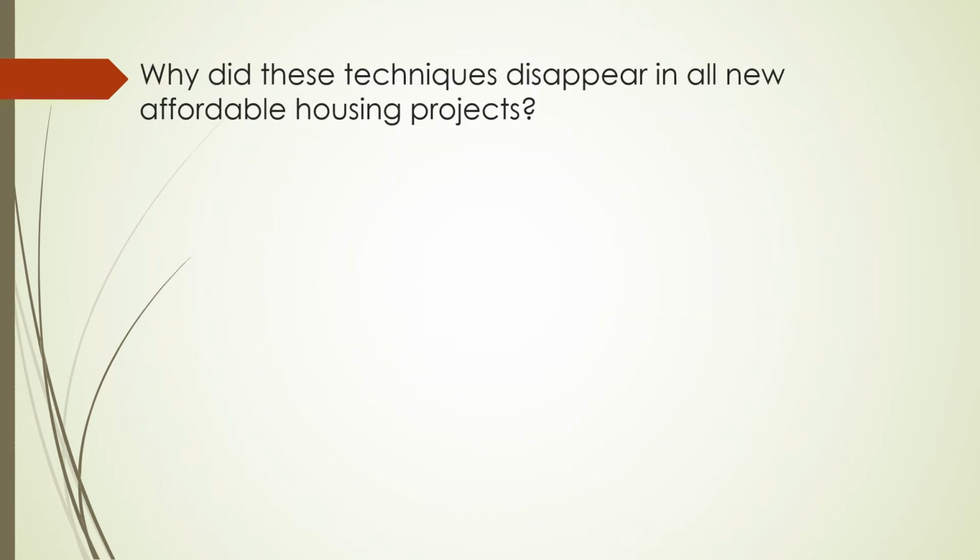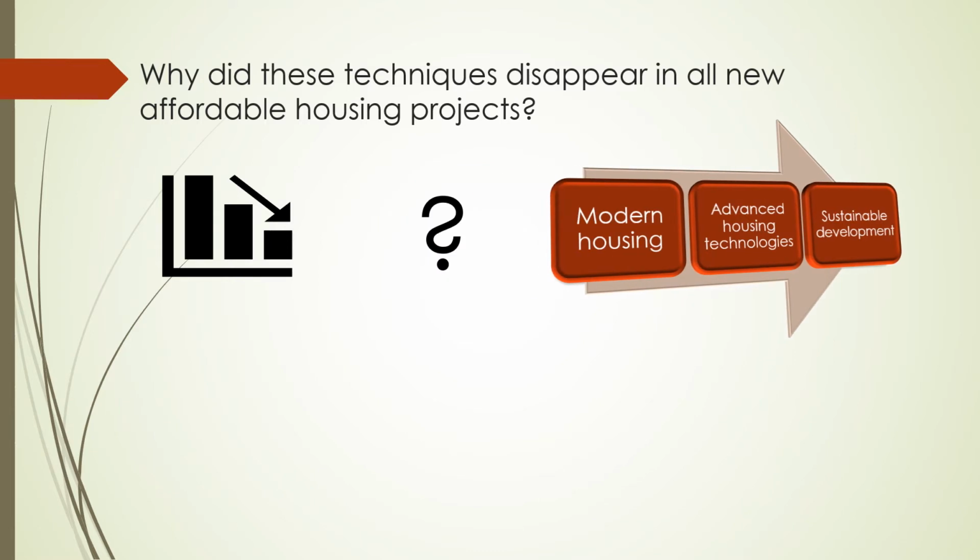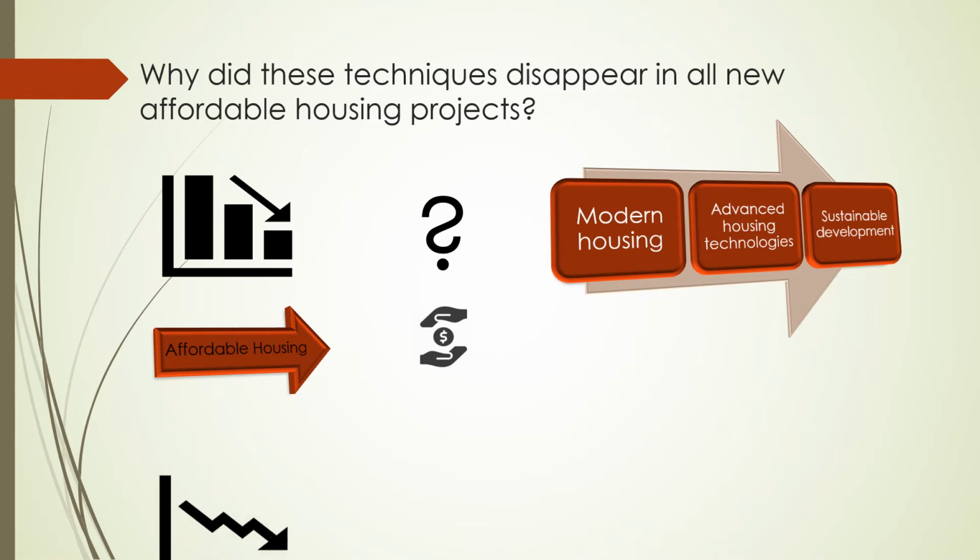Why did these techniques disappear in all new affordable housing projects? We all know that the use of vernacular techniques has been decreasing over time until it totally disappeared. And the question is, why? Most probably because of the ongoing process towards modern housing, advanced housing technologies, and sustainable development. Affordable housing is somehow saving money, but the problem remains the permanent use of the same energy amount, which increases the energy consumption over time.